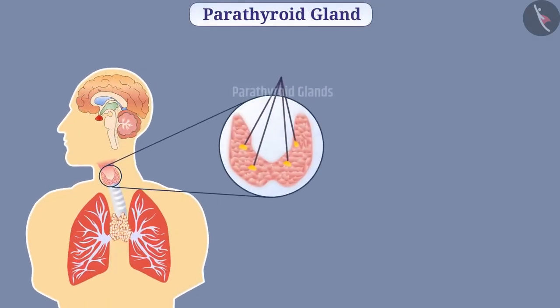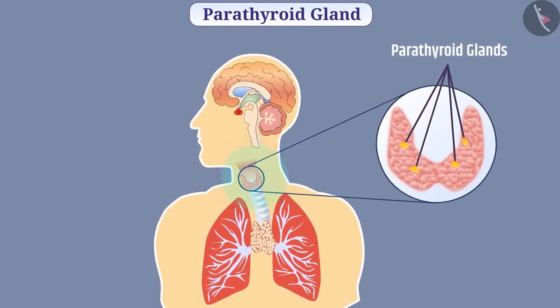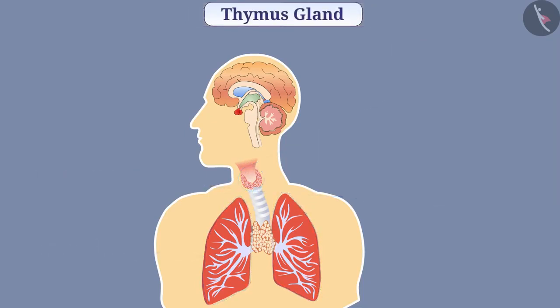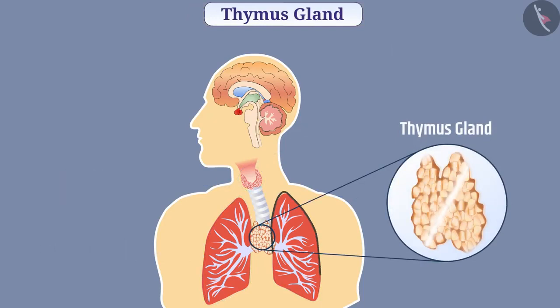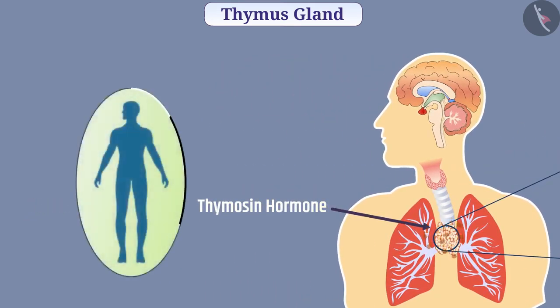There are 4 parathyroid glands present on the posterior surface of the thyroid gland, which secrete parathyroid hormone. Parathyroid hormone increases calcium levels in the blood. The thymus gland is present between the 2 lungs. It secretes thymosin hormone. Thymosin hormone assists in the development of the immune system.